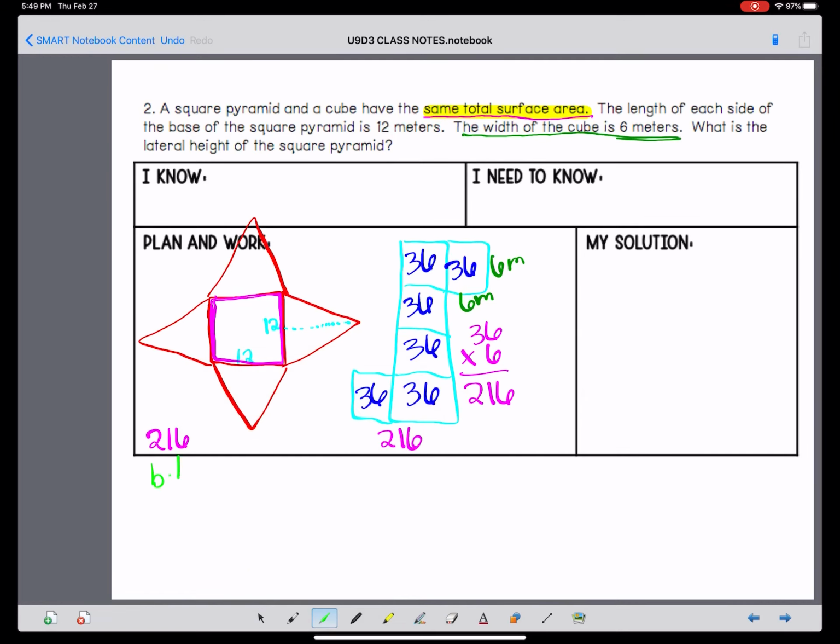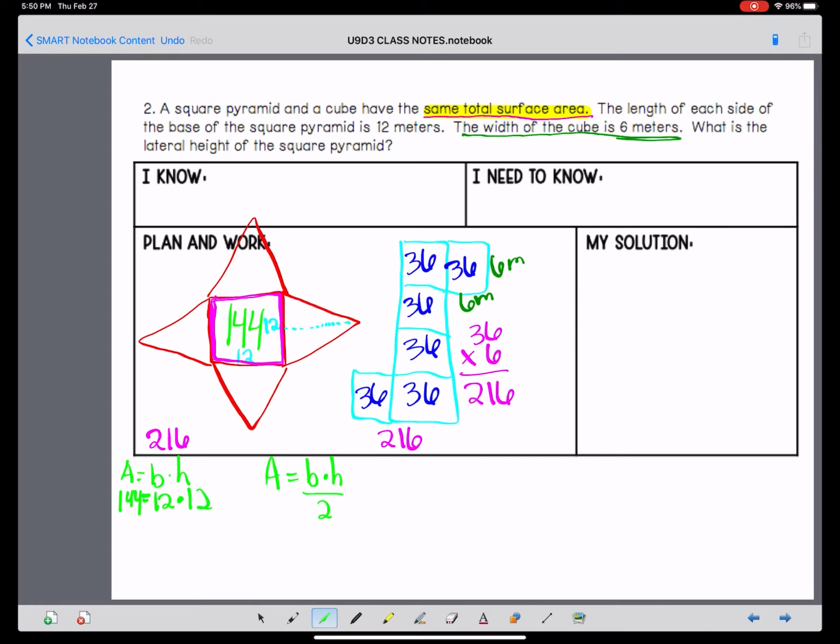And base times height will give us the area. Well, our base is 12 and our height is also 12, and that's going to give us 144. So this square right here is 144 meters. All right, now when it comes to a triangle, the area of a triangle is equal to the base times the height divided by 2.